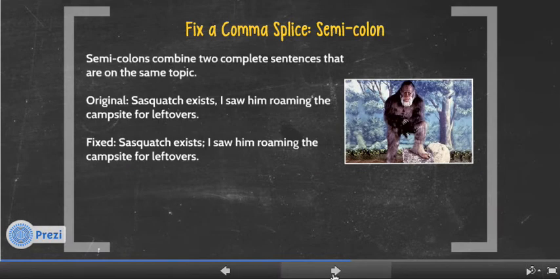There are certain ways you can fix a comma splice, one being a semicolon. A semicolon combines two complete sentences that are on the same topic. In most cases, you can replace a comma splice with a semicolon fairly easily. If for some reason both sides of your comma splice do not relate, then I would not replace it with a semicolon. My example sentence: "Sasquatch exists, comma, I saw him roaming the campsite for leftovers." Looking at both sides of that comma, those are both complete thoughts. Because they are also on the same topic, we can replace that with a semicolon: "Sasquatch exists; I saw him roaming the campsite for leftovers."